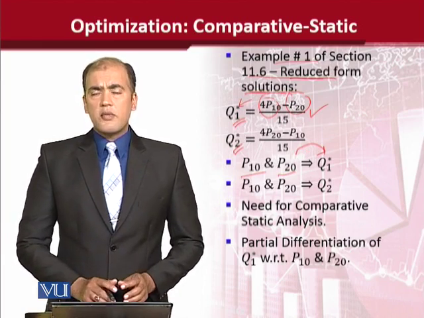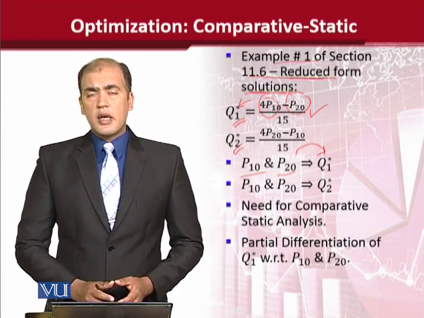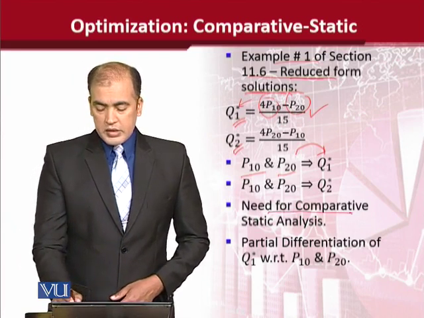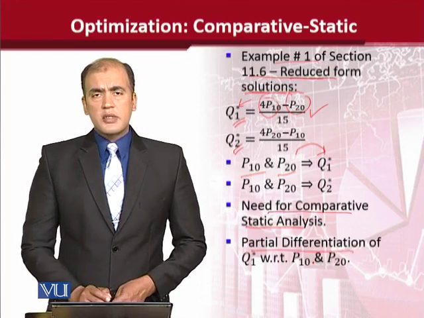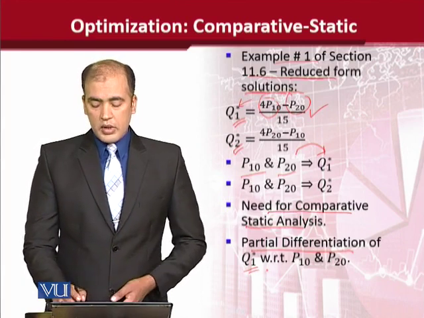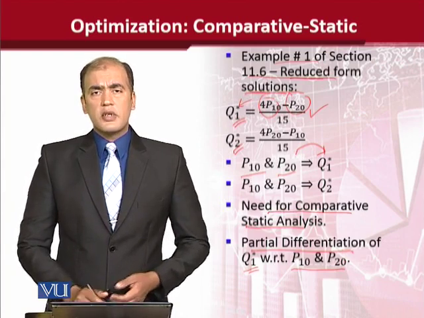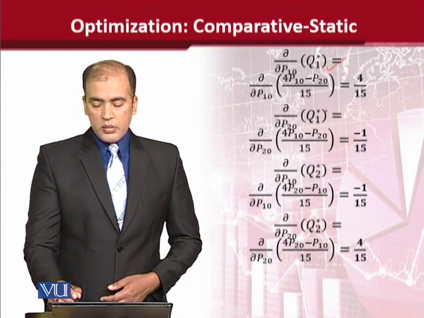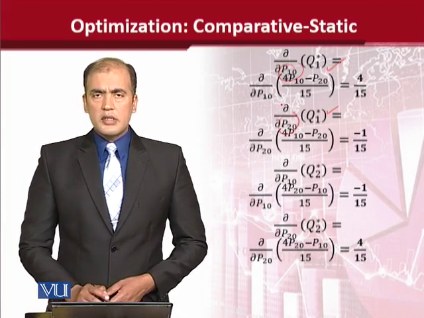So for that, we need to resort to the tools of comparative static analysis, जो हमें याद है कि हम partial differentiation से करते थे. So let us see. Since this is the comparative static analysis, we have to resort to partial differentiation. And in this case, हम Q1 को और उसके बाद Q2 को respectively P1 naught और P2 naught के लिहाज से differentiate करेंगे. So here we are. Q1 status को हमने primarily P1 naught के लिहाज से and then P2 naught के लिहाज से differentiate किया.